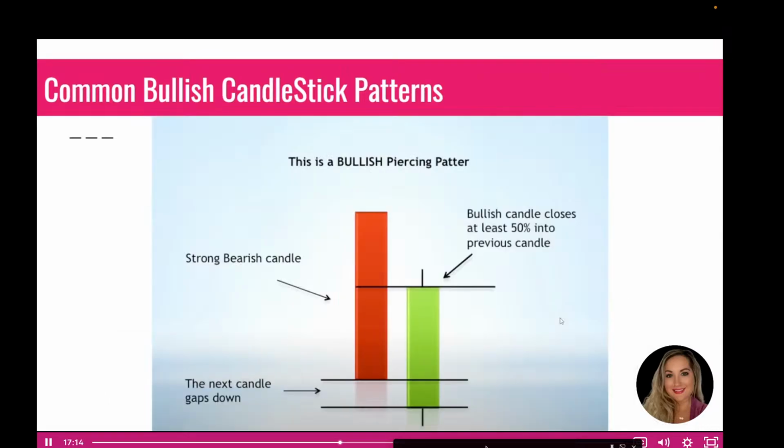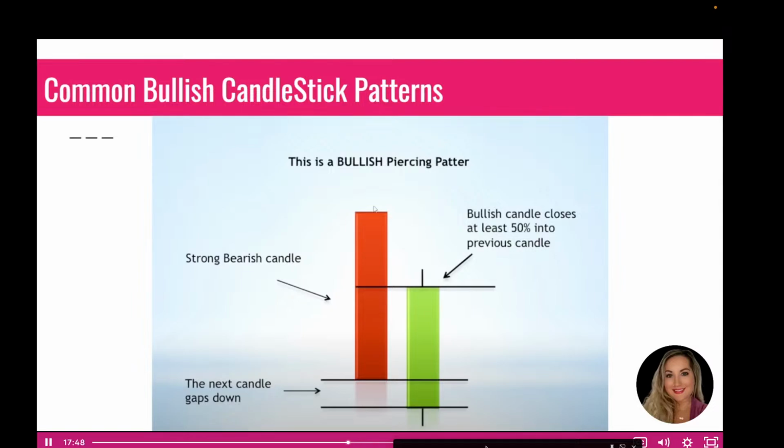A bullish piercing pattern is another common one that you will see. Basically, what you will have is a strong bearish candle pushing down, and then the next candle will come up and fill 50% of that previous candle. And when it fills to at least 50% of that previous candle, and the gap that it leaves between the first candle and the next candle is smaller than what the candle has filled of the previous candle, this can be considered a piercing pattern.